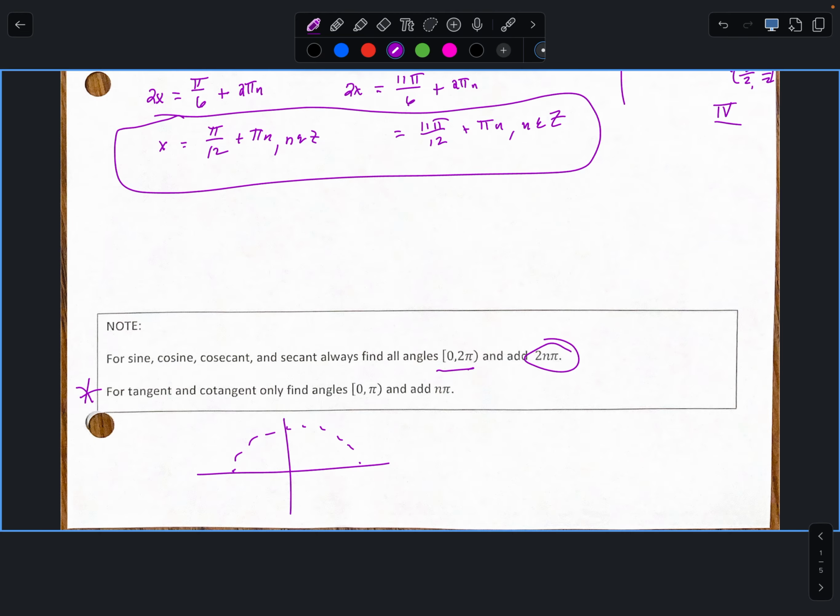All right, so on the back side, we have solve this, and the idea is to isolate the trig function.